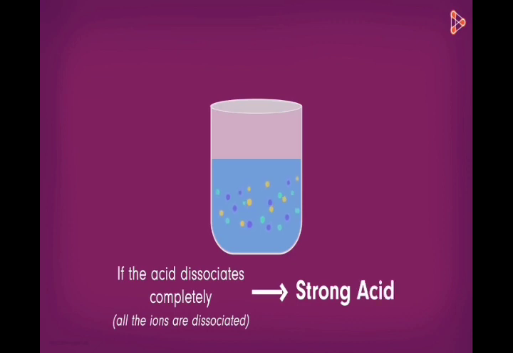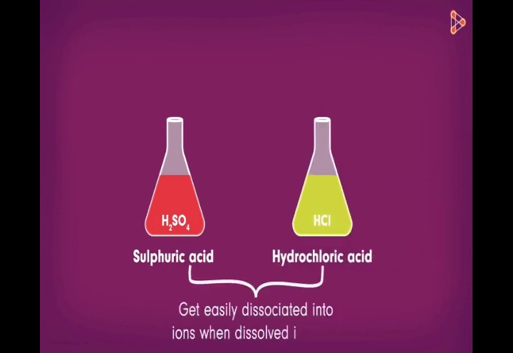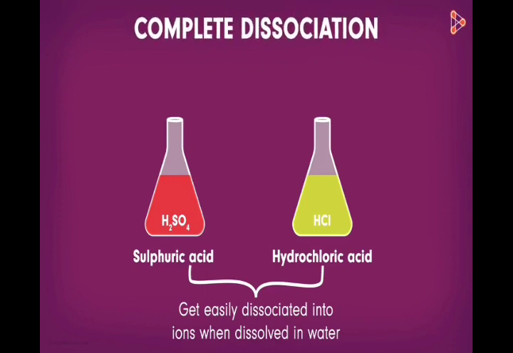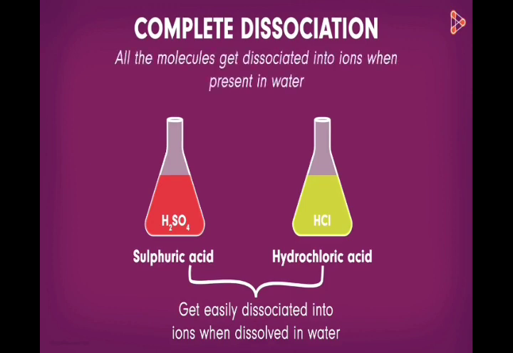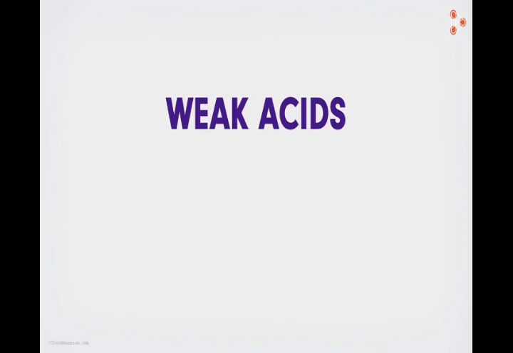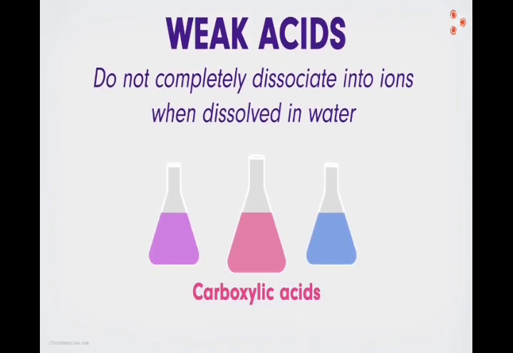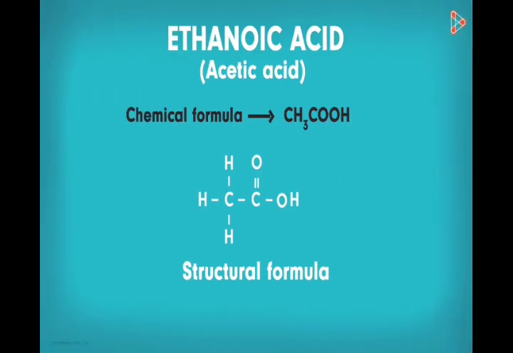Acids like sulfuric acid and hydrochloric acid are strong; so many examples you can see here. Sulfuric acid and hydrochloric acid dissociate completely, so they are strong acids because complete dissociation is possible. These two are strong acids because all the ions are completely dissociated. When you come to weak acids, they do not completely dissociate into ions. Carboxylic acids are one category of weak acids.